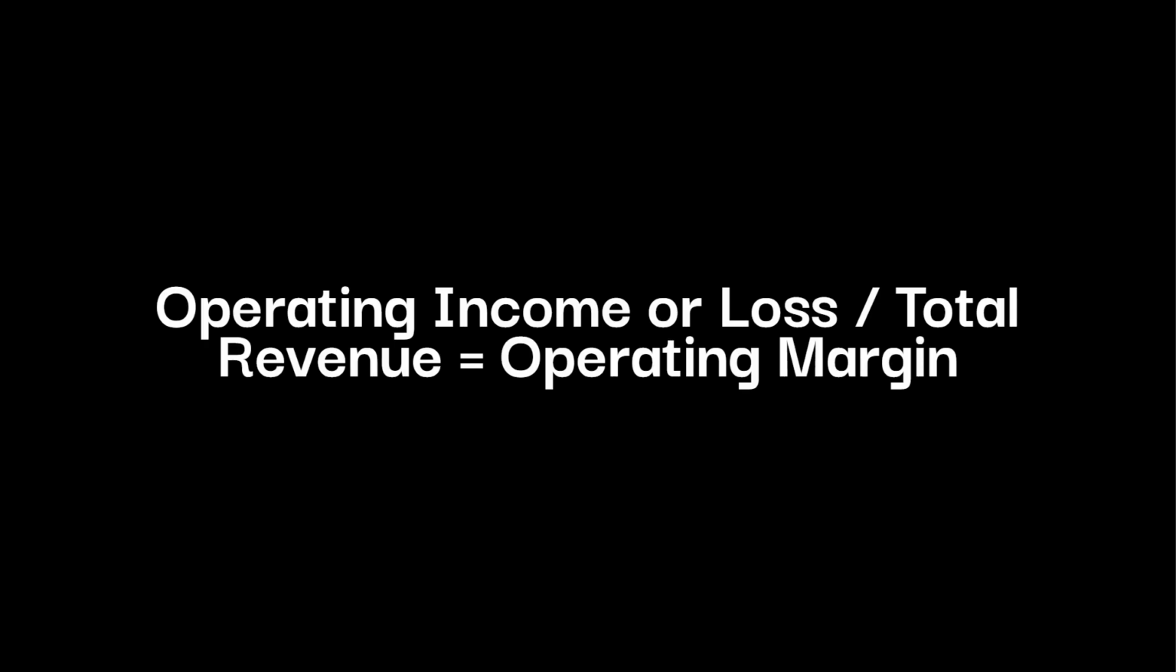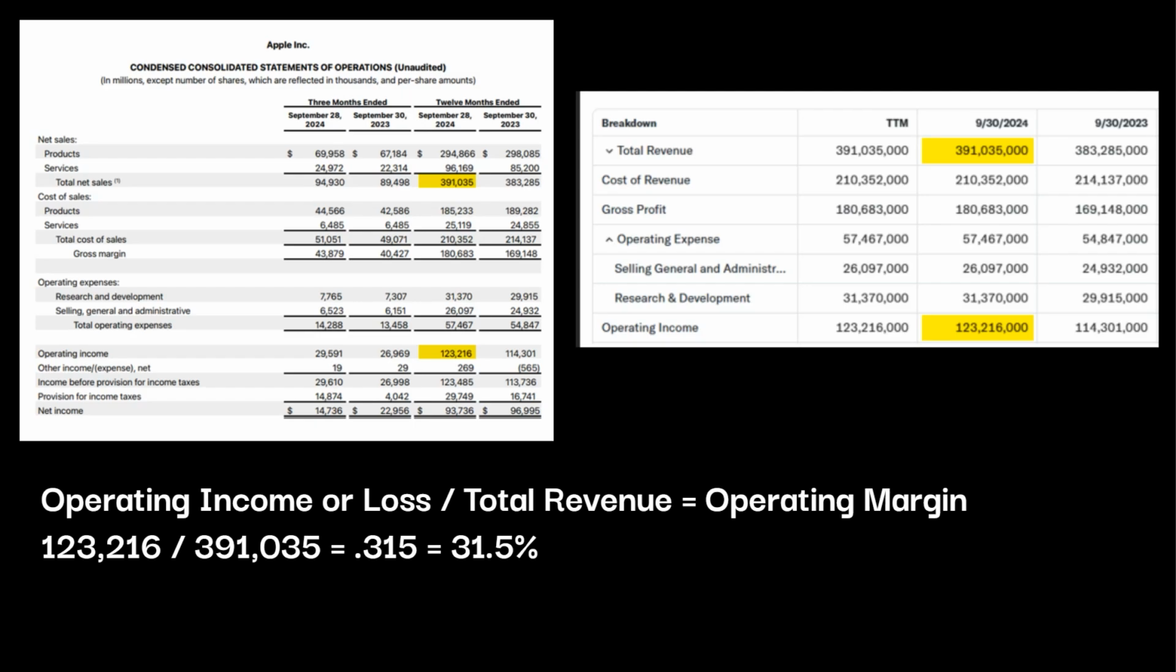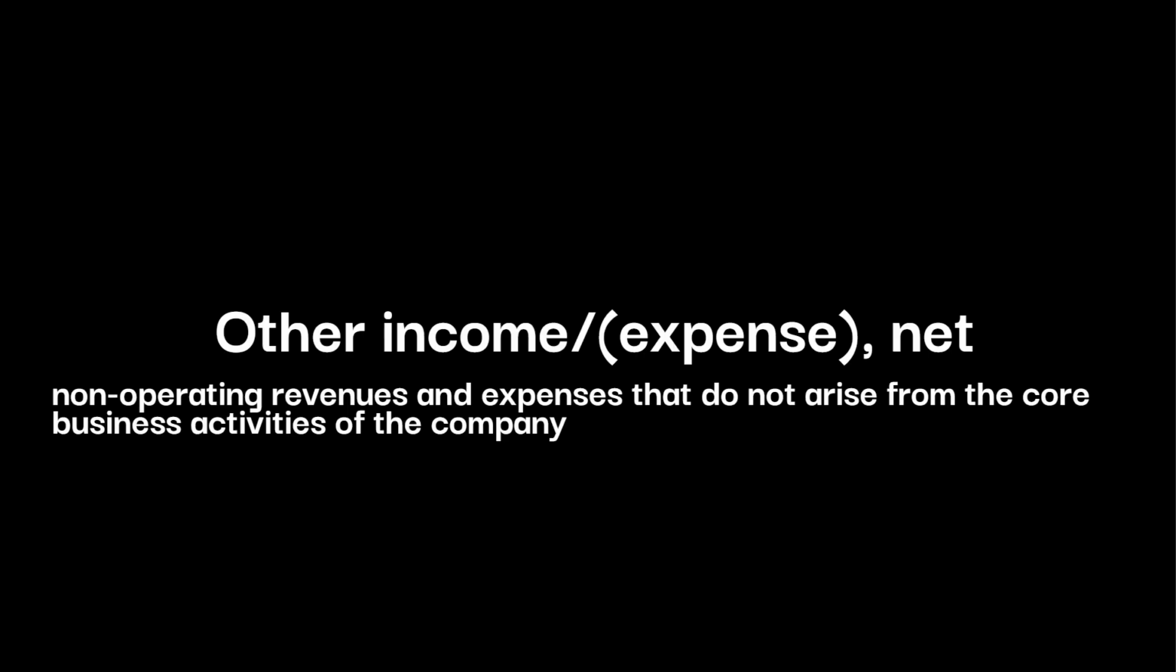123,216. All right, now we're going to take a look at operating margin, which is your operating income or loss divided by the total revenue, which was at the very top, right? Top line statement. And then you can see over here, we take 123,216 divided by 391,035. You get 31.5%.